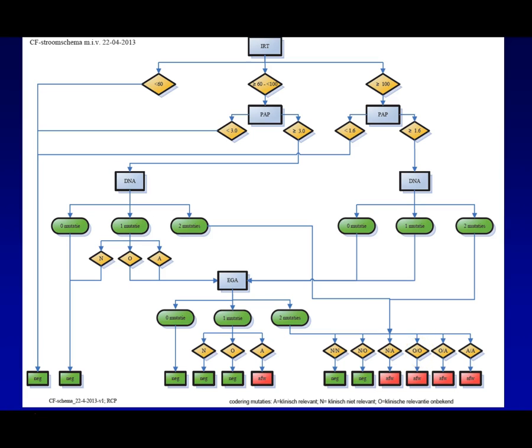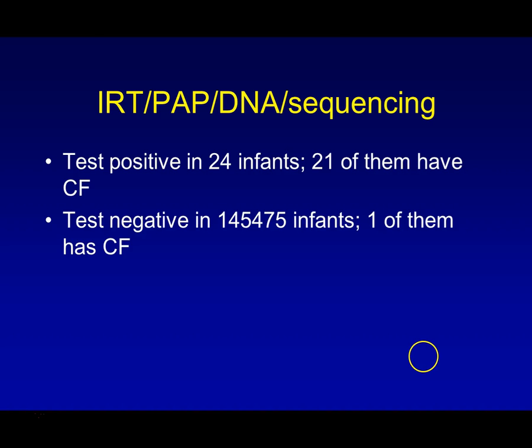So another screening algorithm was tested. It combined IRT, PAP, DNA analysis of known mutations and sequencing. It gave some other results. It was stated in the article that the test was positive in 24 infants. 21 of them have CF. The test was negative in 140,475 infants, and one of them had CF.